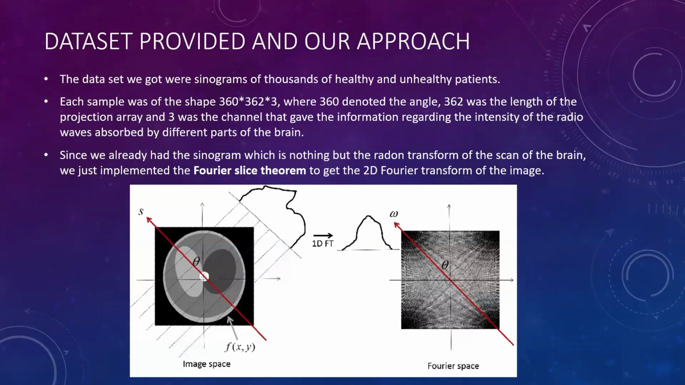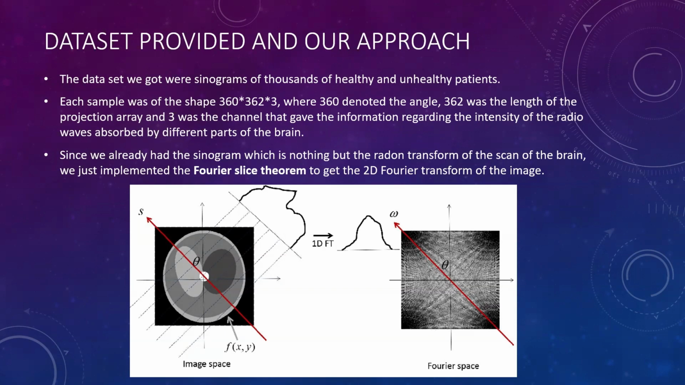We already had a data set provided, and the data set was of sinograms, and each sample had a shape of 360 by 362 by 3, where 360 was the angle, 362 was the length of the projection, and 3 was the window size. This 3 represented how much intensity was absorbed by different parts of the brain. And we didn't use much of this channel in our project.